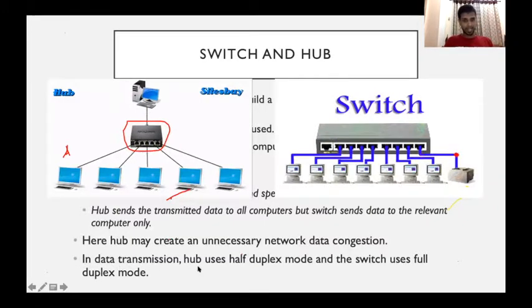In data transmission, the hub uses half duplex mode and the switch uses full duplex mode. Do you know what half duplex and full duplex are? Half duplex is sending in both directions but only one at a time. For example, a walkie-talkie is half duplex. Full duplex is where both people can talk at the same time. The switch uses full duplex, while the hub uses half duplex. Is it clear?